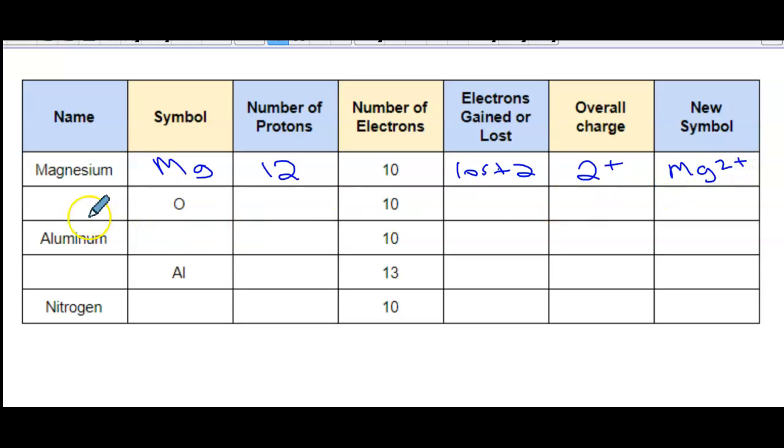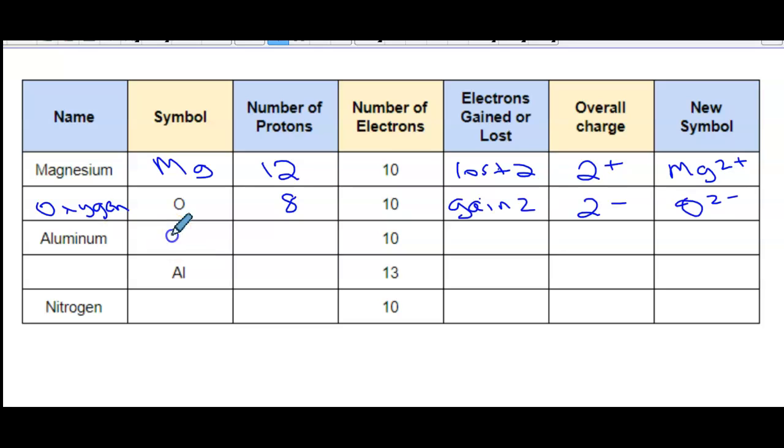Here we have O, which is oxygen. And we know that its protons are, let's try that again, 8. It had 8 protons, and now it has 10 electrons, so it gained 2. So its overall charge is a 2-. Its new symbol would be O 2-.